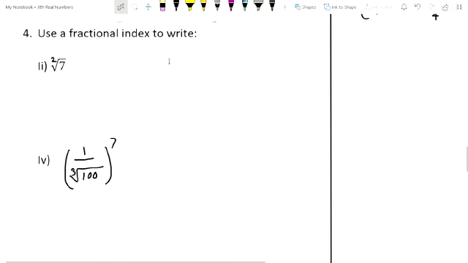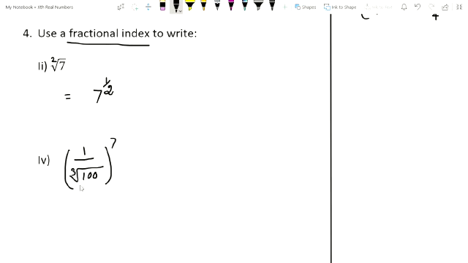Use a fractional index to write. Here, what is given? The square root of 7 is given. How can you write this? 7 whole power 1 by 2, because here square root is there. So how can you write this power? 1 by 2. So 7 power 1 by 2. This is the fractional index form.